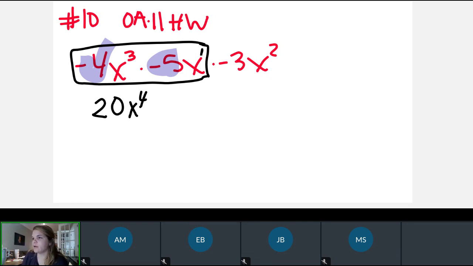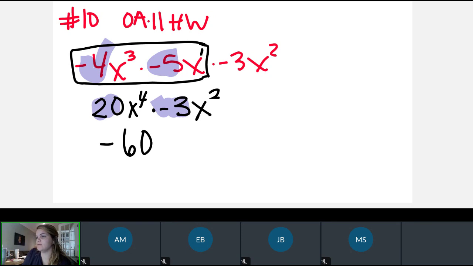Okay, so now I'm going to multiply 20x to the fourth times negative 3x squared. So again, 20 times negative 3 is going to give me negative 60 x to the 6th, because I add 4 and 2.